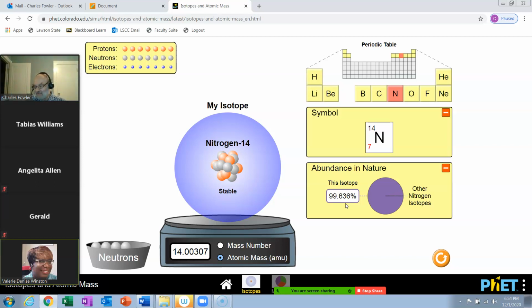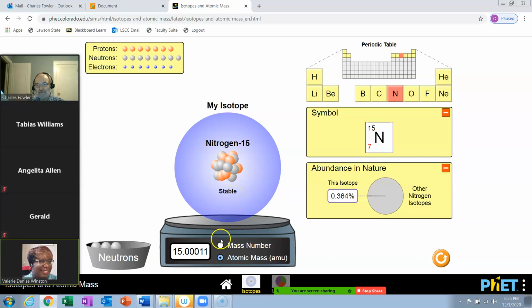Okay, the next one listed has one more neutron. So let's take a neutron from the bowl here. I'm so glad we have a bowl of neutrons sitting around. Put it in there, and that gives you N15. How many protons? 7. How many neutrons? 8. How many electrons? 7. Okay. Is it stable? Yes, it is.